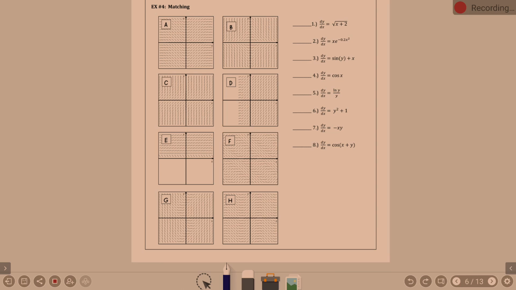And some of them you'll want to save for last. One of my hints is if it only has an x in the equation or only a y, you will see consistency in the slopes. Either you'll have vertical lines that are always the same slope or horizontal lines that are the same slope. So that's a good place to start.